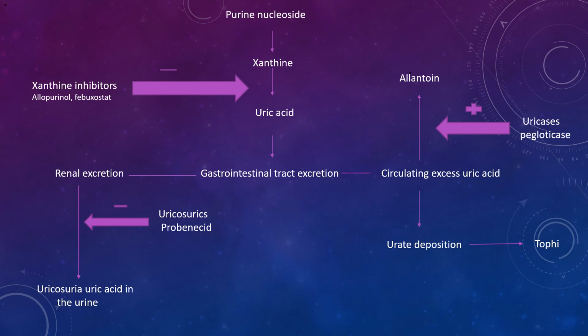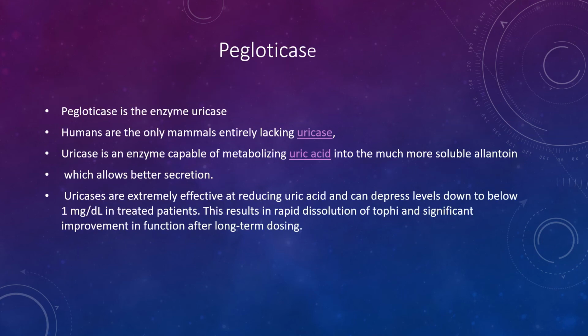Finally, we have uricase, pegloticase. That is an enzyme that humans lack, so we give it intravenously. It's capable of metabolizing uric acid into a much more soluble allantoin, which allows better secretion. It's much more soluble so the body can get rid of it.